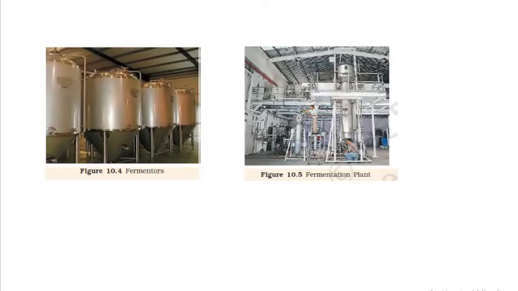Now, if you see the diagram shown here, diagram 10.4 shows the large fermenter vessels which are made of stainless steel, and in these fermenter vessels, these beverages are prepared. On the other side, in 10.5, we can see an entire fermentation industry or plant, where this entire production is carried out. So on one side there is the fermenter, which is the vessel where we carry out the process, and on the other side it is an example of a plant or an industry where this process is carried out.